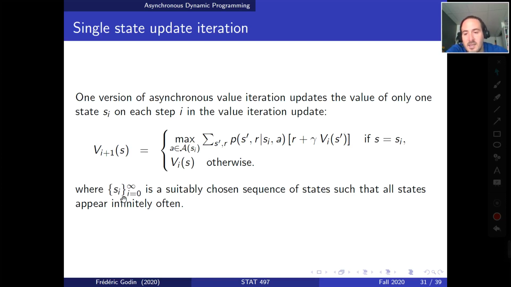So let's say we have a sequence of states Si, i goes from 0 to infinity, and assume that this sequence of states has the property that each state appears infinitely often in that sequence. Okay, so if you follow this sequence of states, you will eventually go through all states an infinite number of times. So what you can do instead, you can apply the value iteration update algorithm, but only for state Si at iteration i. Okay, so at iteration i, if your current state is Si, then you can update its value according to the same formula as in the value iteration. But for all other states that are different than Si, you keep your current estimate. So this means that you only update your value function estimate for a single state, and for all other states you keep the same estimate as in the previous iteration. Okay, so this is a limiting case of the asynchronous dynamic programming where you update a single state at a time.